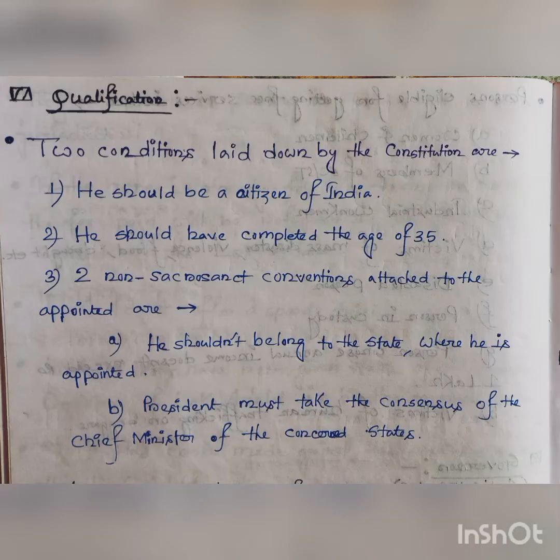Next point, the qualification of a Governor of an Indian state. Two conditions laid down by the Constitution are: Number 1, he should be a citizen of India. Number 2, he should have completed the age of 35 years. Two non-justiciable conventions attached to the appointment are: Number 1, he should not belong to the state where he is appointed. Number 2, the President must consult the Chief Minister of the concerned state.